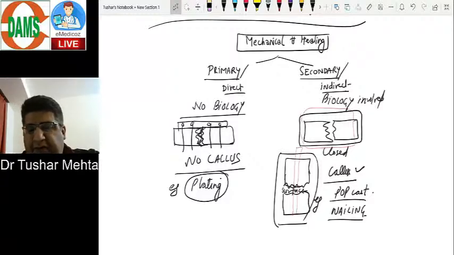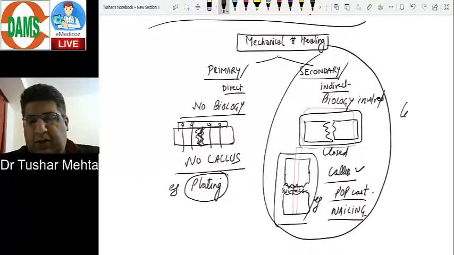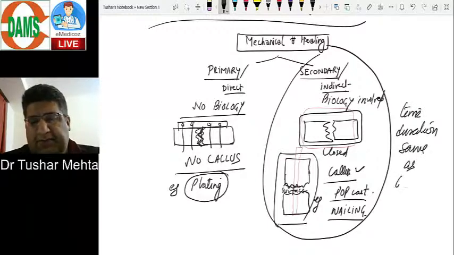There is no time limit for mechanical healing. This will follow the same course. The time duration will be the same as biological healing.